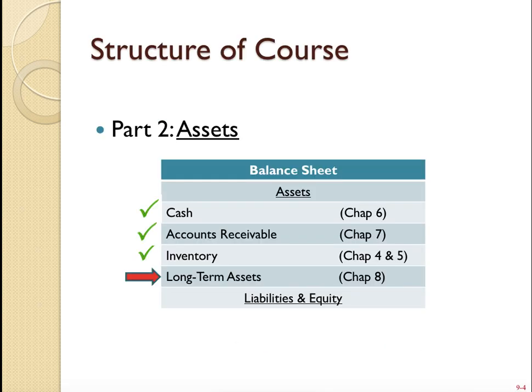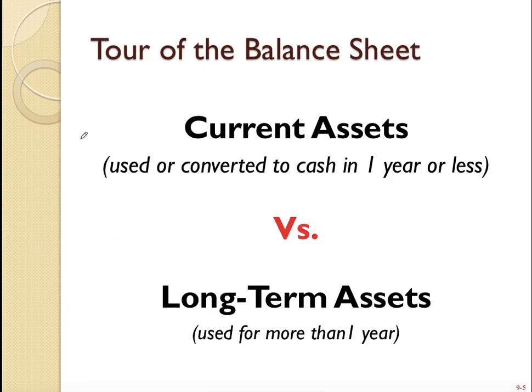And so where we are as far as our tour of the balance sheet, we are still looking at assets, and we're here in kind of the last section of the assets, which are our long-term assets. And I want to differentiate long-term assets from the other assets we talked about, the cash, the accounts receivable, and the inventory. Okay, they're different because those other assets, cash, AR, inventory, those are all considered current assets, meaning they're going to be used or converted to cash within 1 year or less, right?